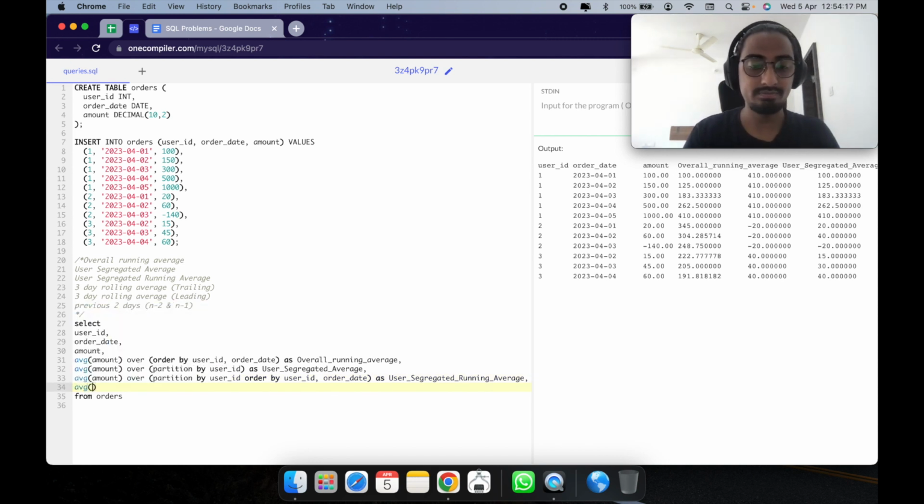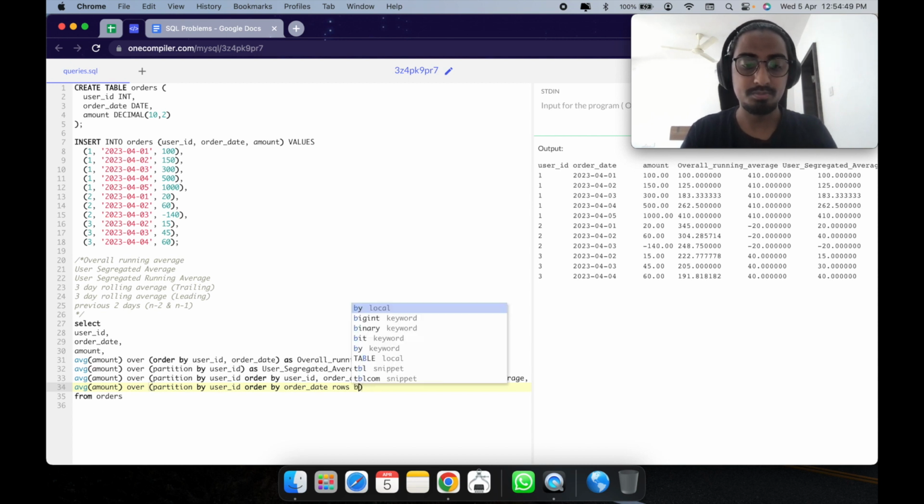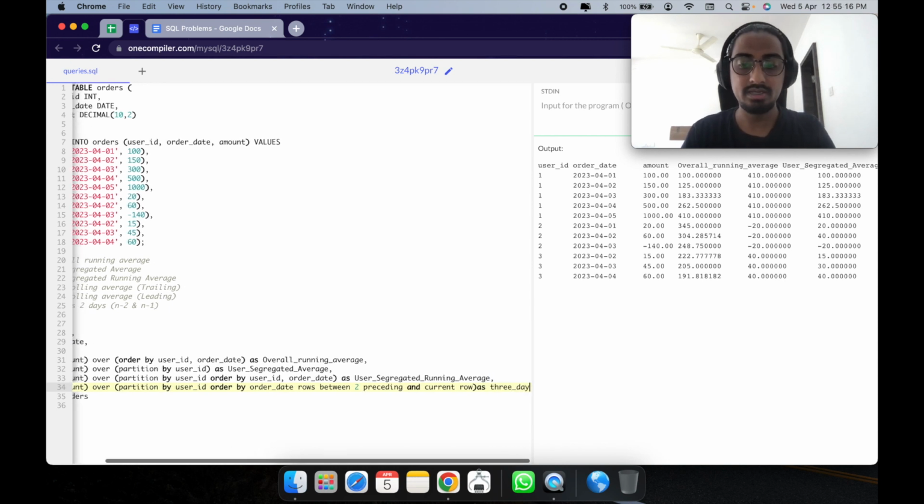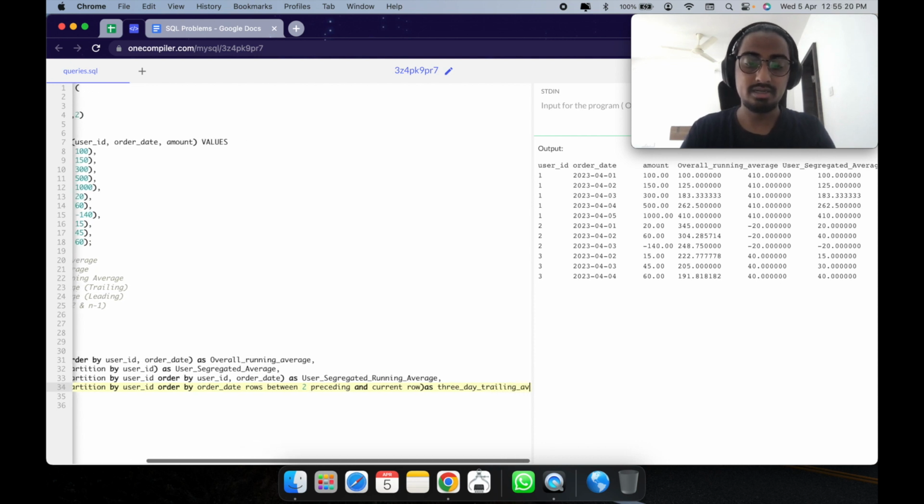So I'll show you: average of amount over partition by user ID order by order date rows between two preceding and current row as 3-day rolling average. I'll put it as 3-day trailing average.